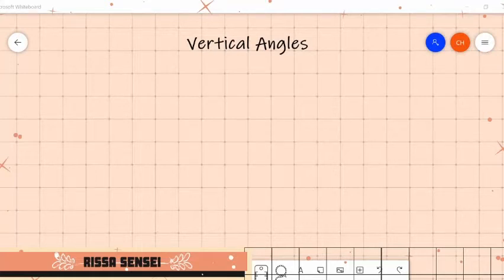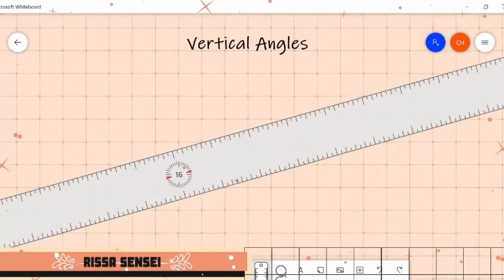So this one is a very easy topic about vertical angles, and I already mentioned this doon sa mga previous discussions natin last quarter. Vertical angles, ano nga ba itsura nun? Ayan. It's composed of two intersecting lines.